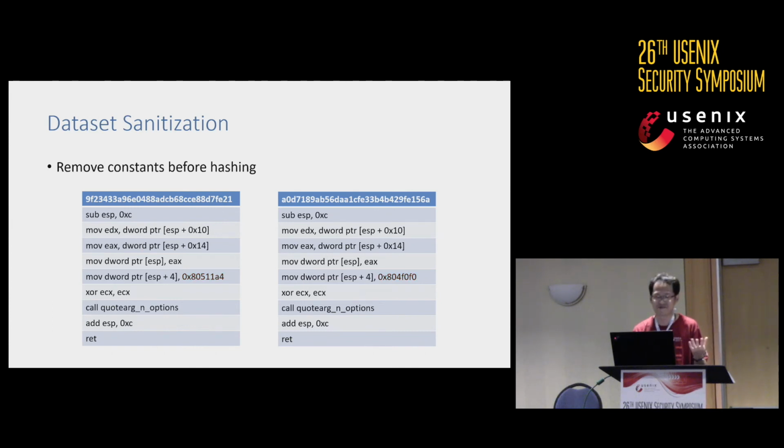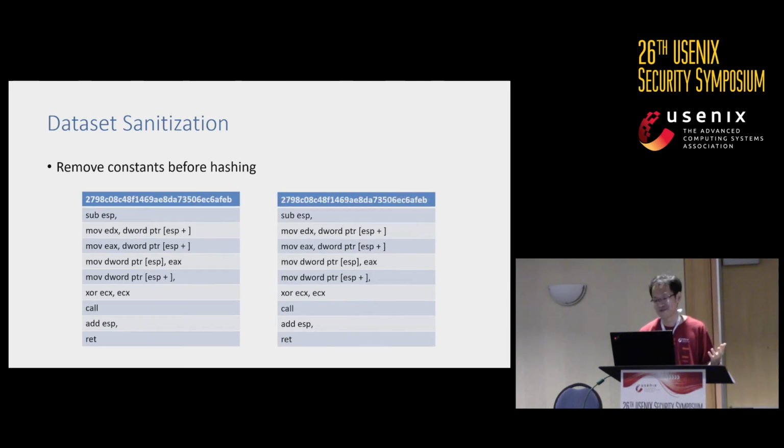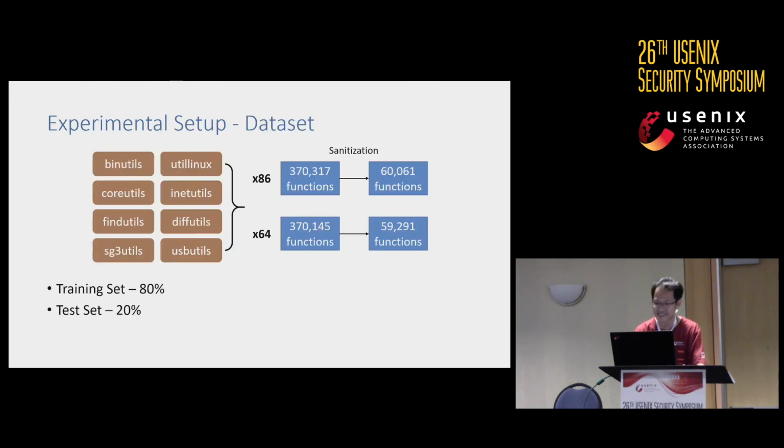In order to work around this problem, we use a very simple fix. What we did is to just remove all constants in the function before actually hashing it. So this is not a perfect solution, but it should suffice for our case. With the sanitization performed, we have approximately 60,000 functions for each architecture, down from 370,000. This is about a 6 times reduction in the amount of functions that we have.